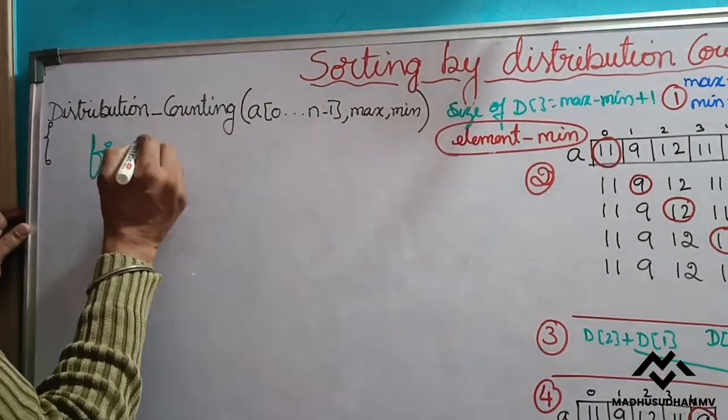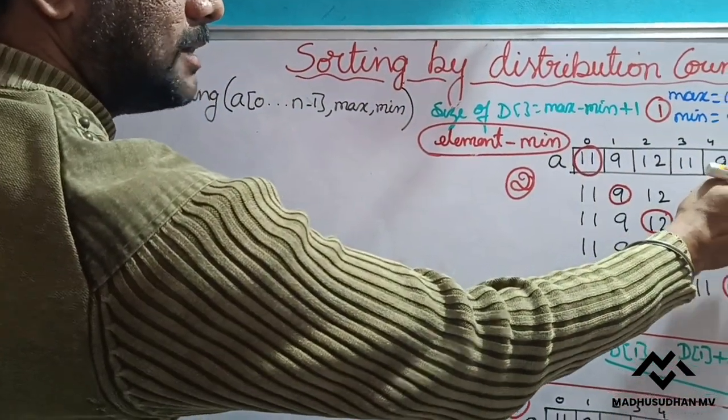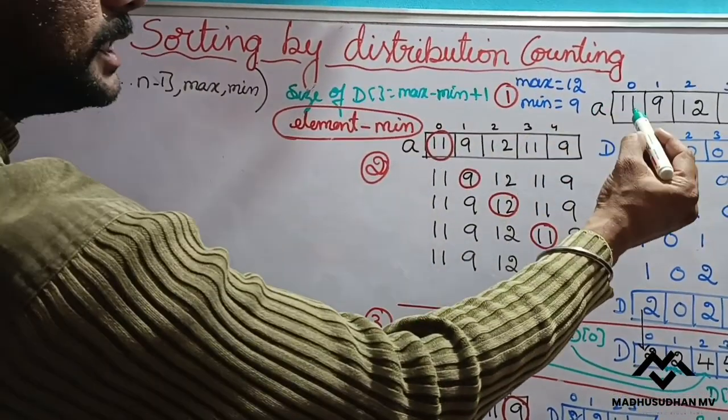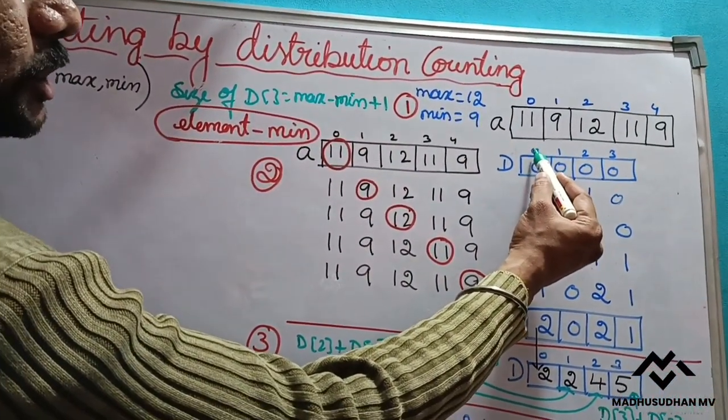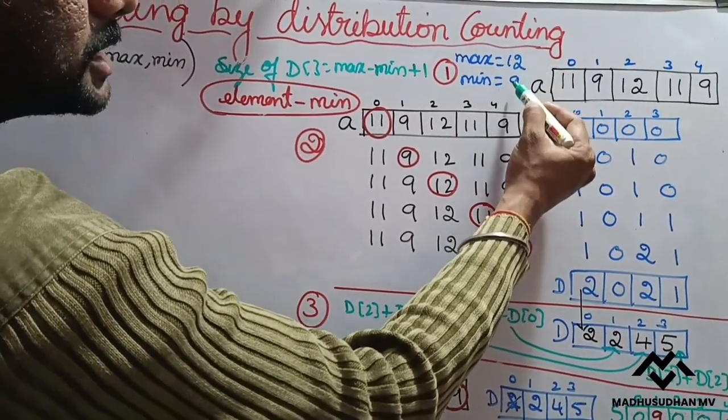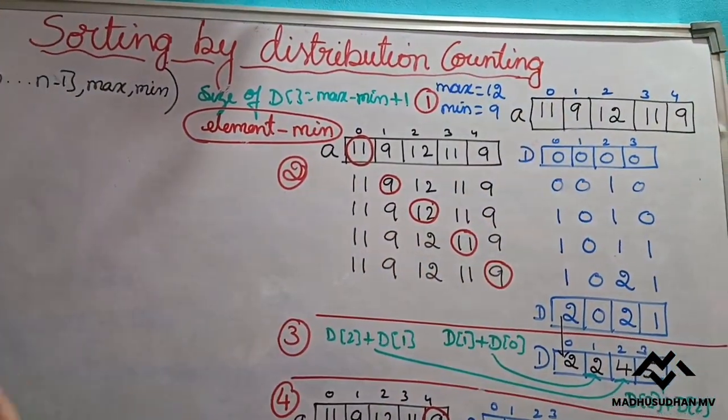Now, what is the size of this array? The size of this array is maximum minus minimum plus 1. So here, see, the D array ranges from 0 to 3. In this case, 3 is the difference, maximum minus minimum, 12 minus 9, 3.